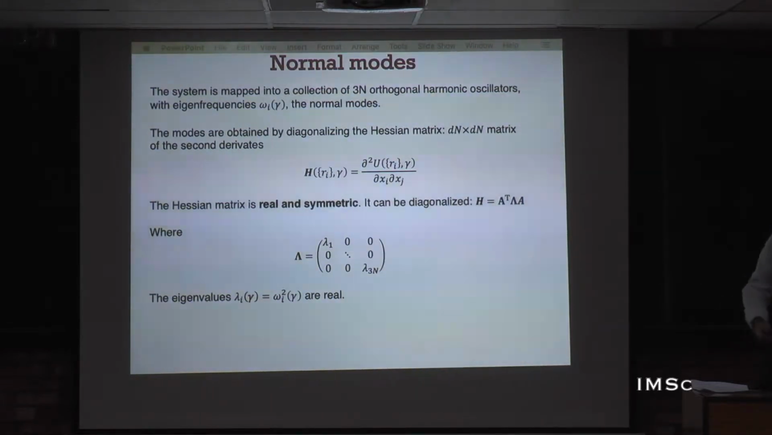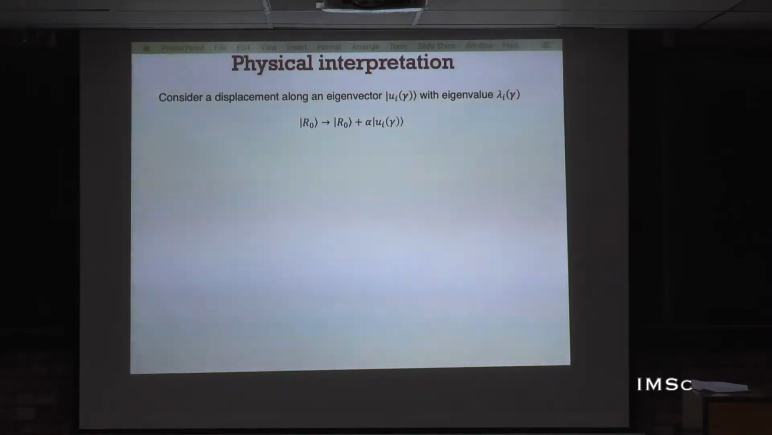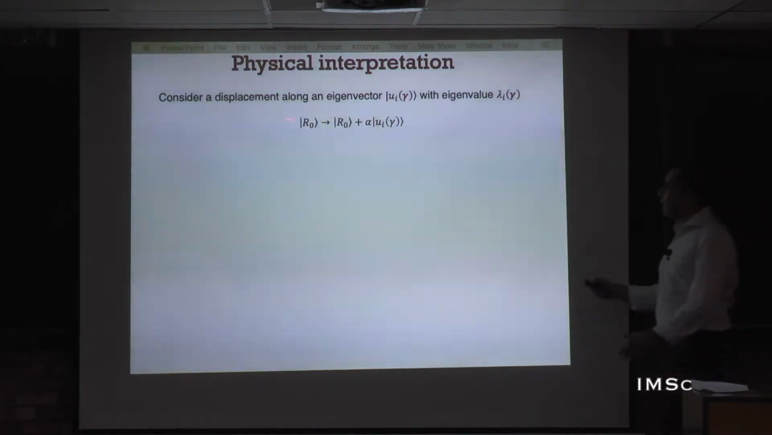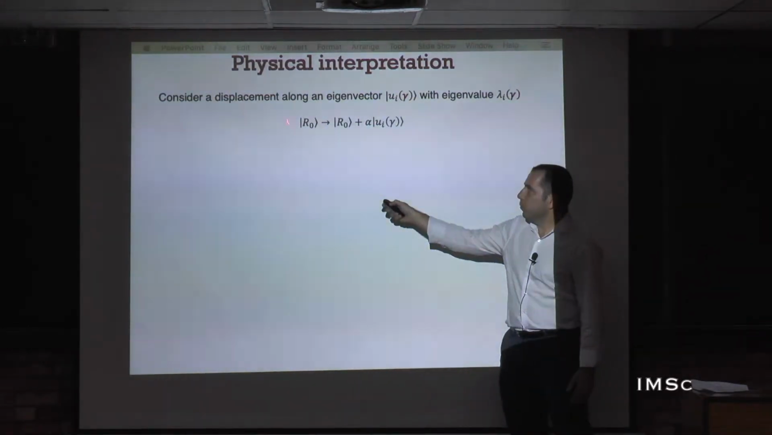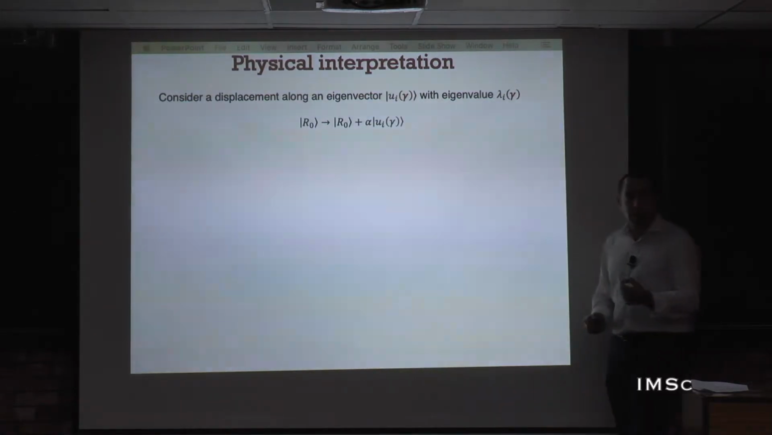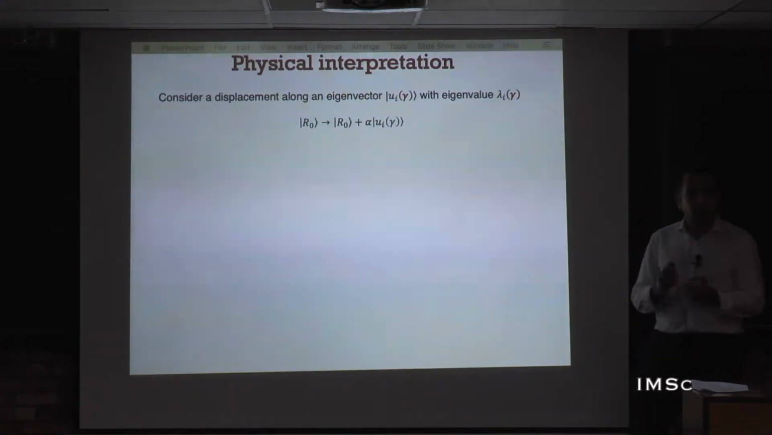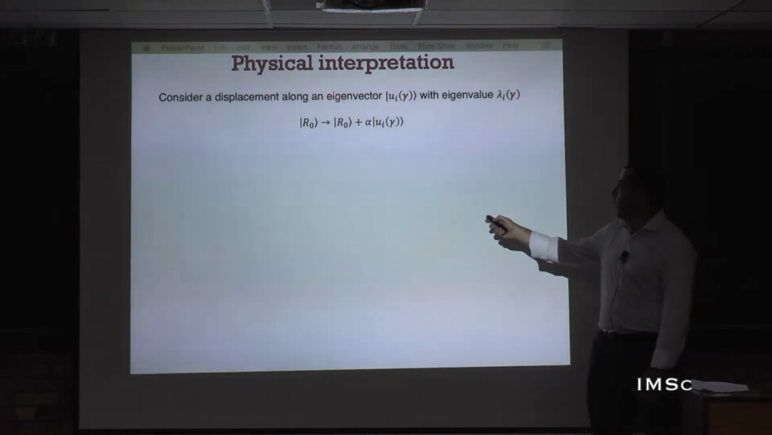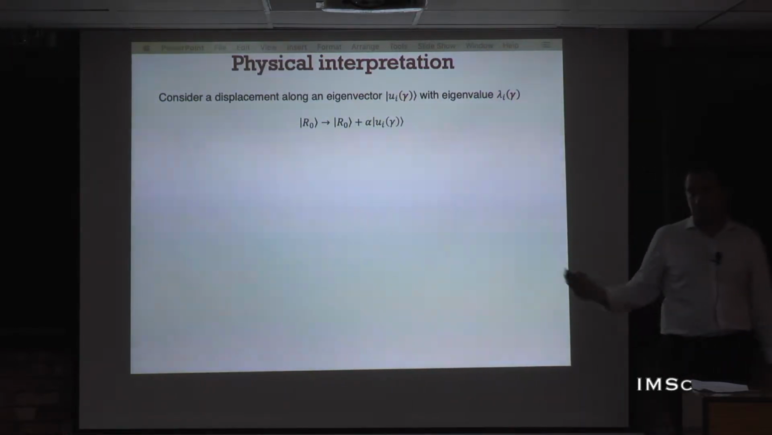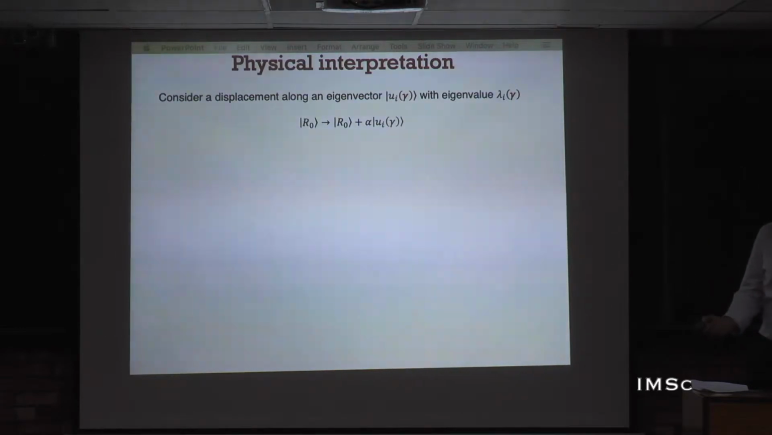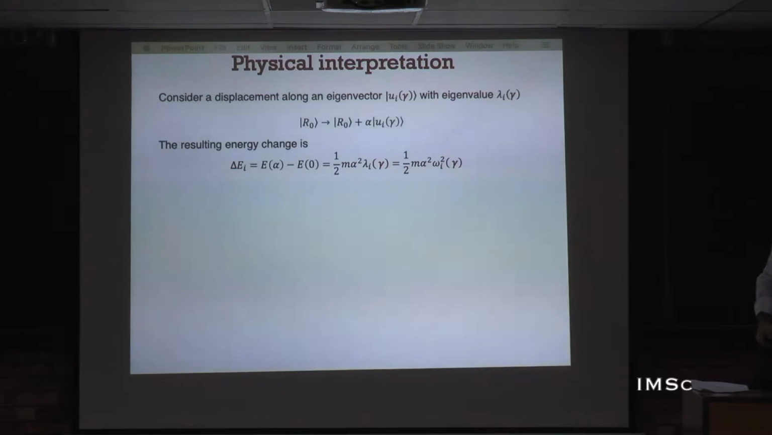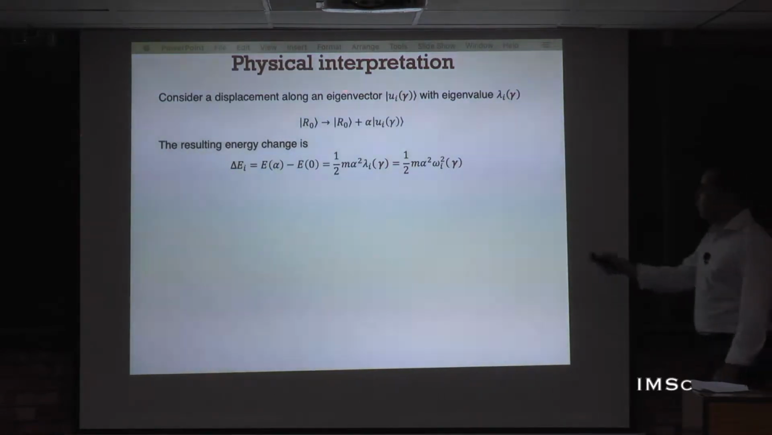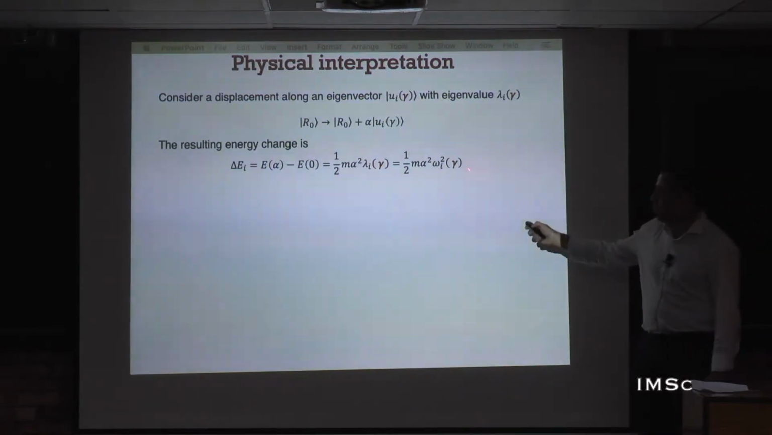So what is the physical interpretation? It is the following. If you have a system that is in an energy minimum with some value for the coordinates, and you slightly displace the system along the direction of an eigenvector u_i, with associated eigenvalue lambda_i, there will be a change in the energy. So you're moving the system in a parabolic potential. What is the change in energy? It is connected to the eigenvalue, or if you want, omega squared.